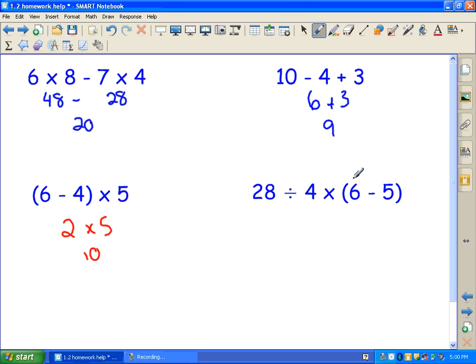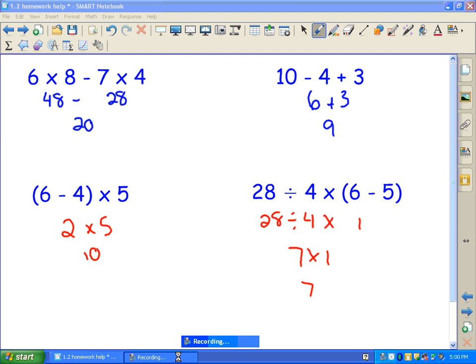And my last one here, again, I have grouping symbols, so that'll come first. And inside the grouping symbols, I get 1. Bring down the rest of the problem. So I have 28 divided by 4 times 1. I'll divide first. 28 divided by 4 is 7. And 7 times 1 is also 7. So just remember, order of operations, hopscotch.